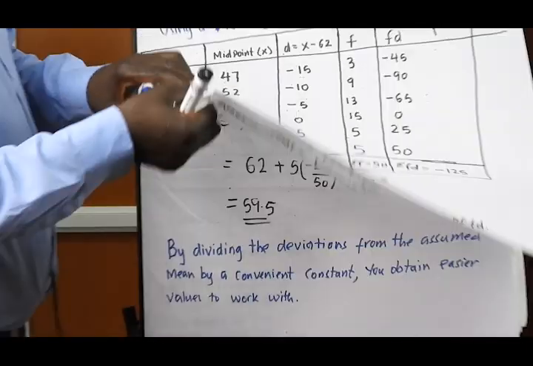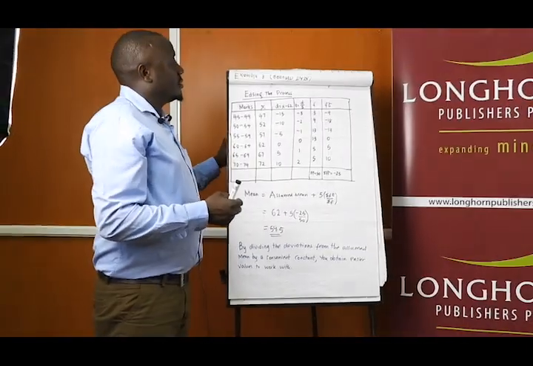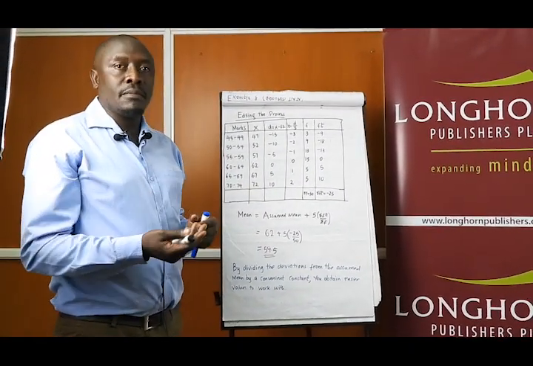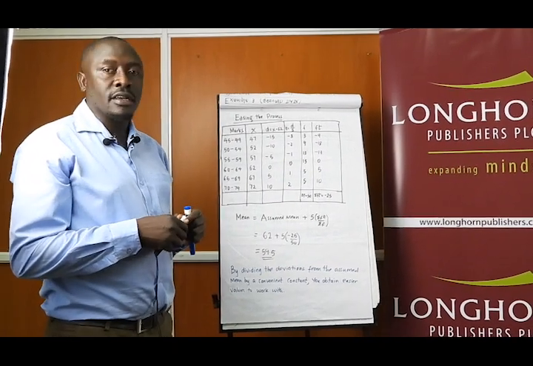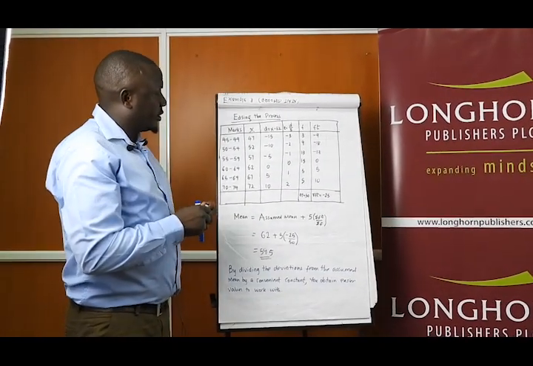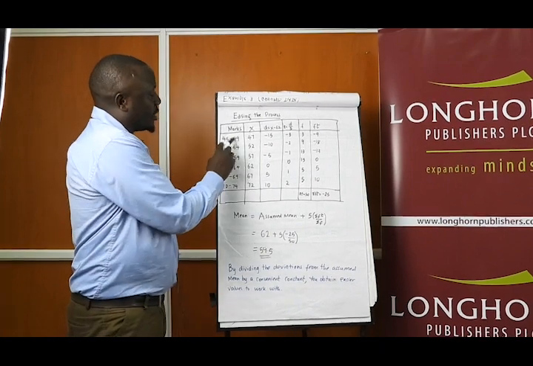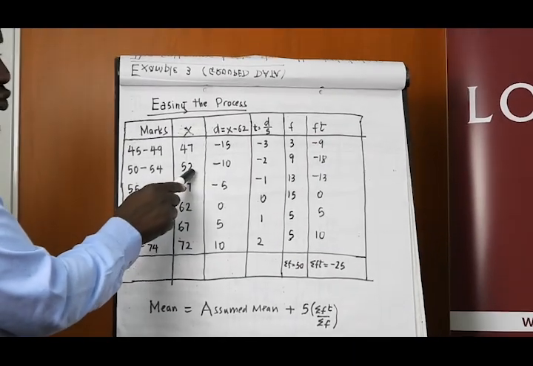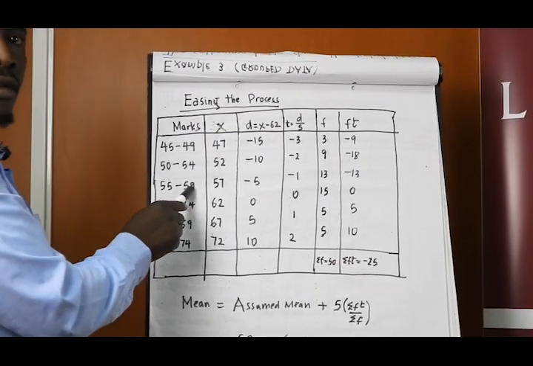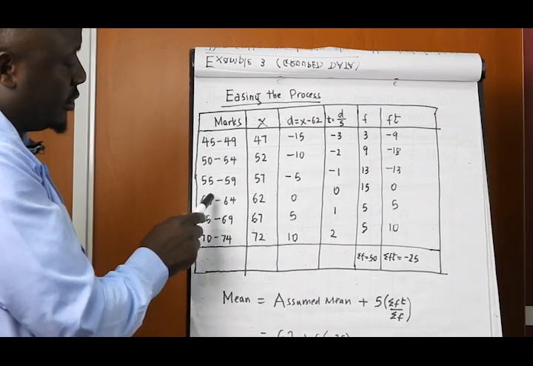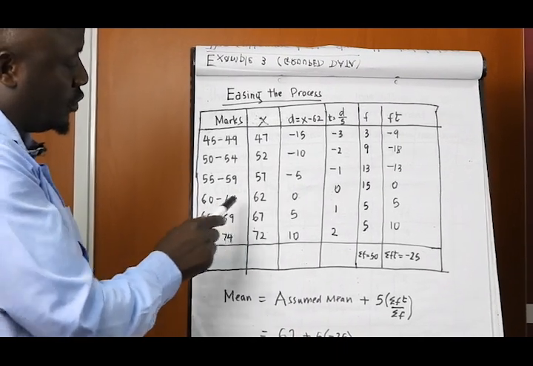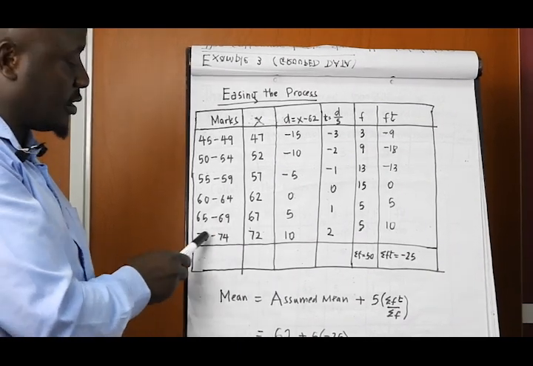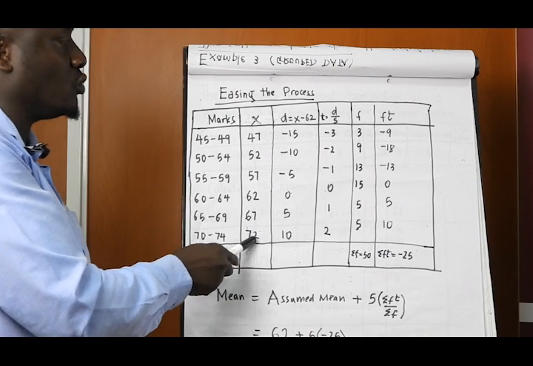Now, we can go ahead and make the process easier. When you are faced with big numbers, sometimes it's good to make the work easier. So, same data. 45 to 49, the midpoint was 47. 50 to 54, the midpoint was 52. 55 to 59, the midpoint was 57. 60 to 64, the midpoint is 62. 65 to 69, the midpoint is 67. Finally, 70 to 74, the midpoint is 72.